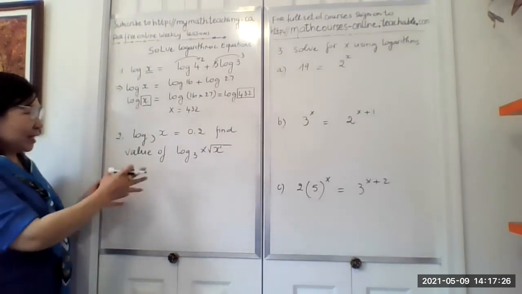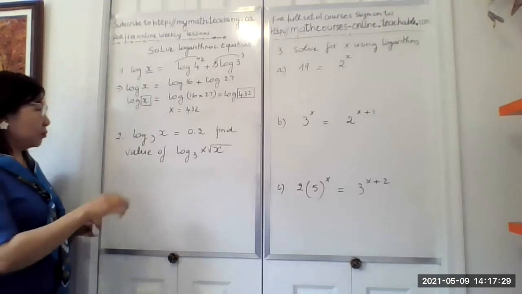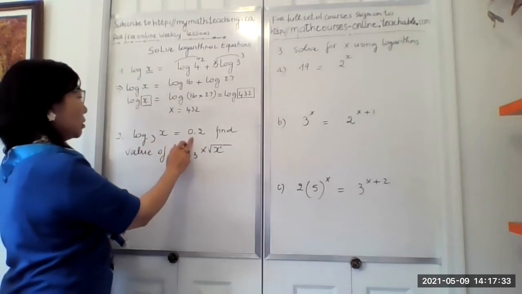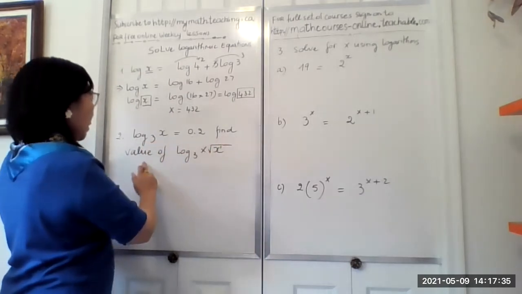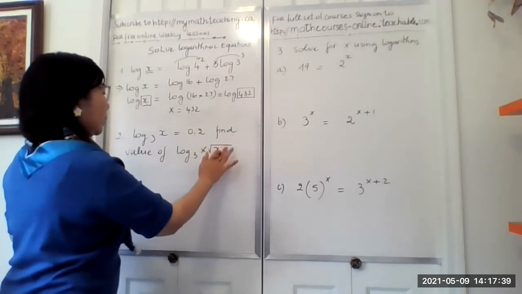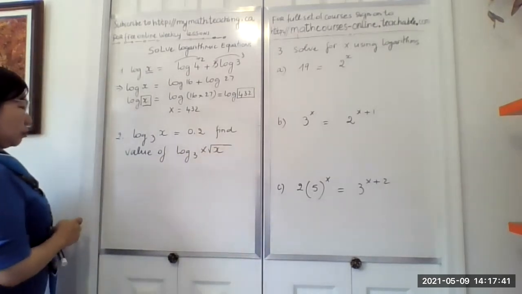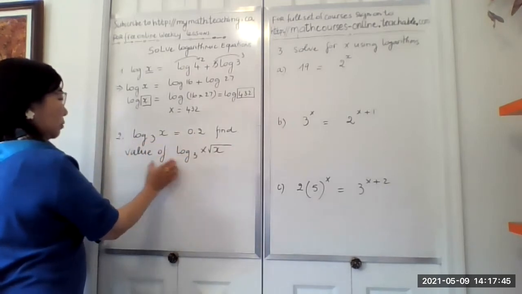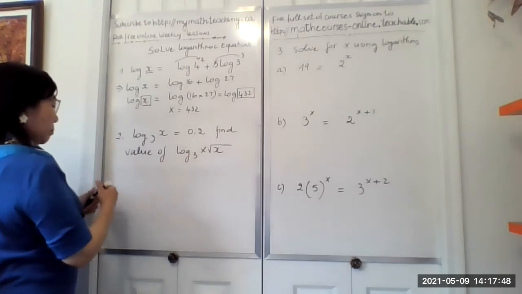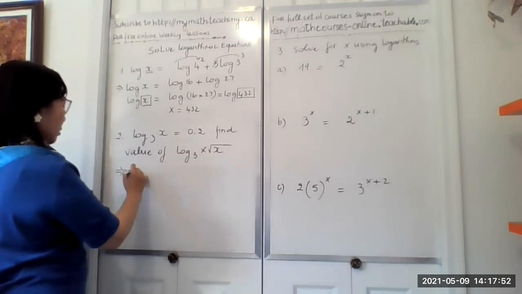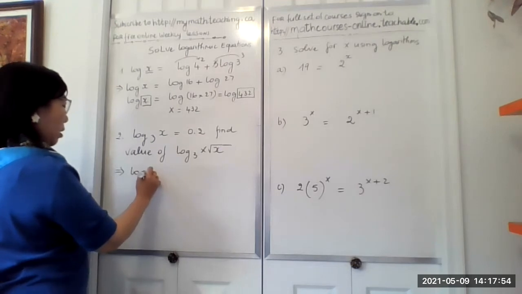Okay. So let's see how we can do number 2. Number 2 says log base 3 of x equals 0.2. Find the value of log base 3 of x times the square root of x. Okay, so how do we approach this? They want us to find the value of this. So let me separate this log first. I will have log base 3 of x.